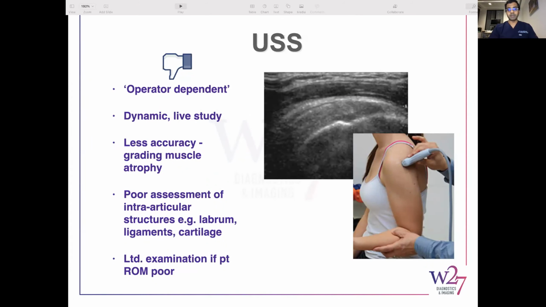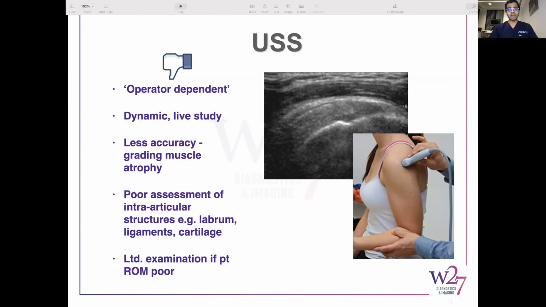Again, a drawback of being a dynamic live study is that, when we get asked to review ultrasound images, they're often static images performed and acquired at a particular point in time over a particular structure or area of interest. So comparing that with cross-sectional imaging means that we're just looking at a snapshot, and sometimes that doesn't give us the full picture.